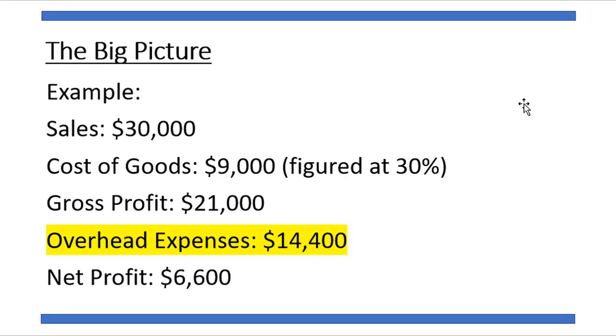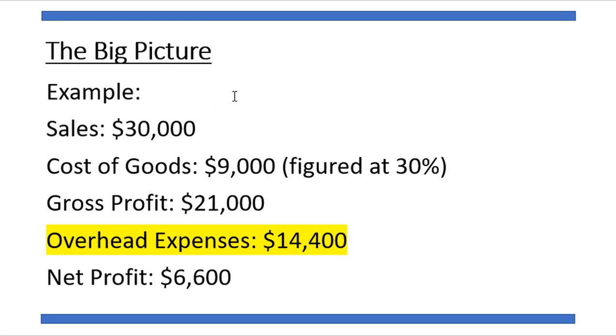How does that fit into the big picture though? Small business owners often mix up some of these terms, so I want to be really clear, start to finish, what different types of numbers there are in your business and where overhead expenses fit in. To give you a big picture example for the same business, we're going to assume for that month that sales were $30,000.